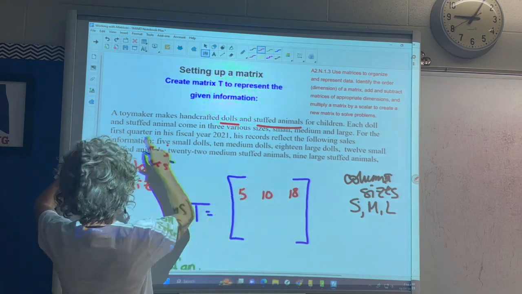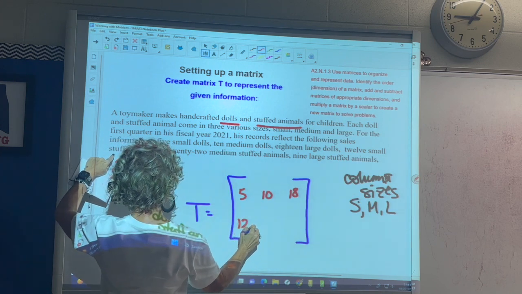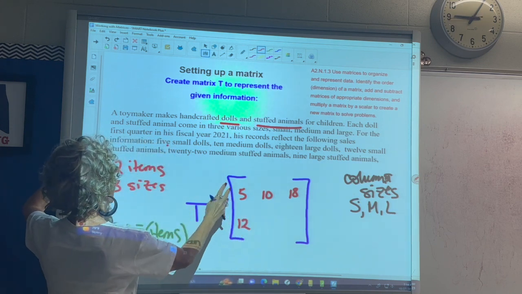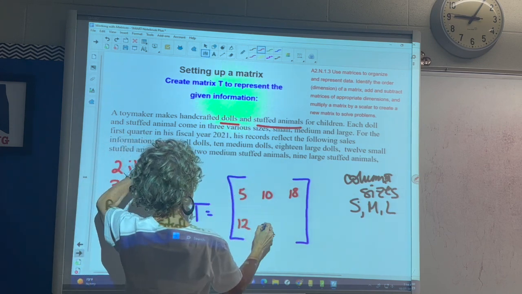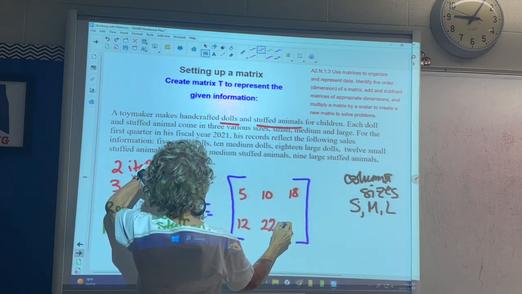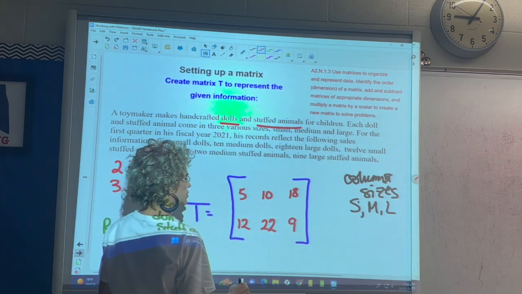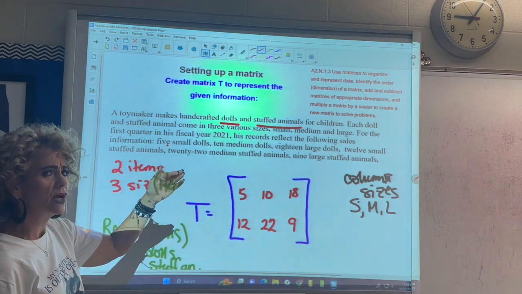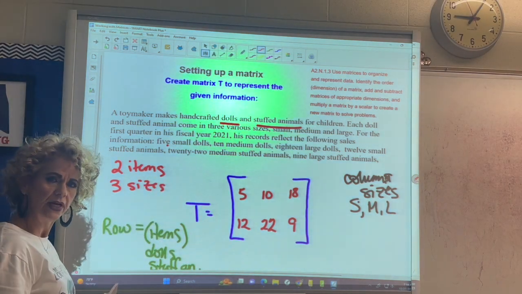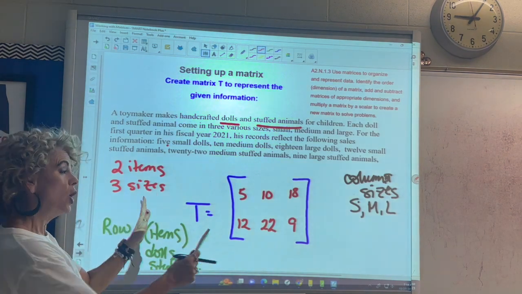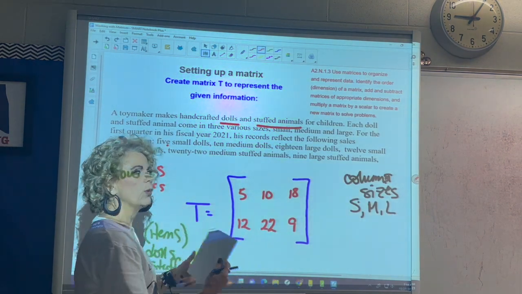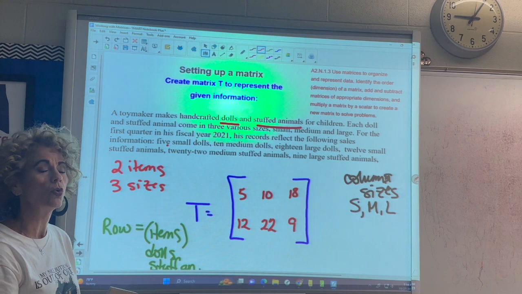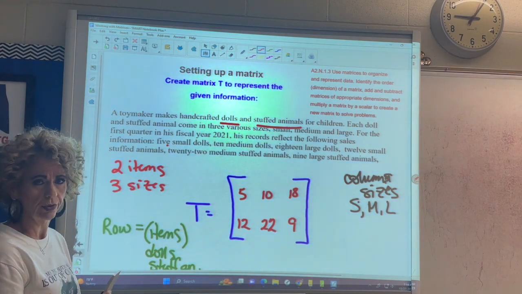Okay, then I'm on stuffed animals. I got 12 small stuffed animals. I sold a lot more stuffed animals than I did dolls. 22 stuffed animals, medium, and 9 large. So again, does he sell more dolls or more stuffed animals? Knowing how the matrix is set up, we could determine which he sold the most of in the first quarter.